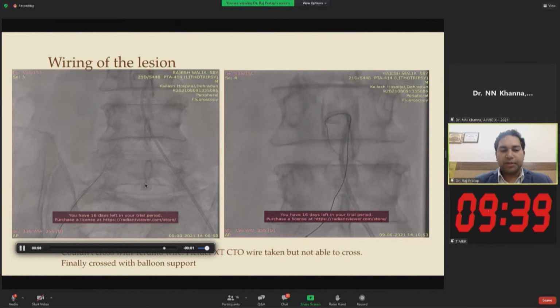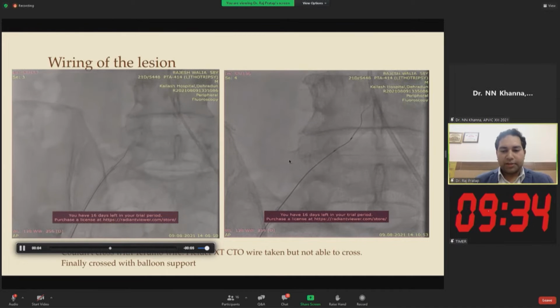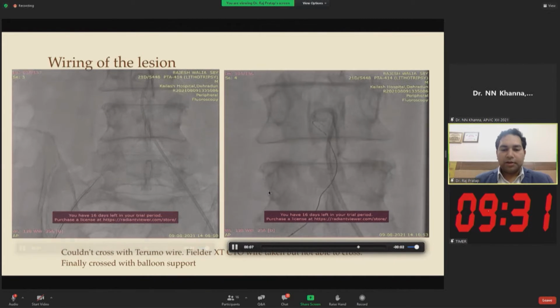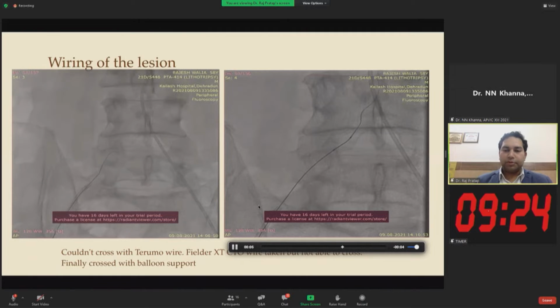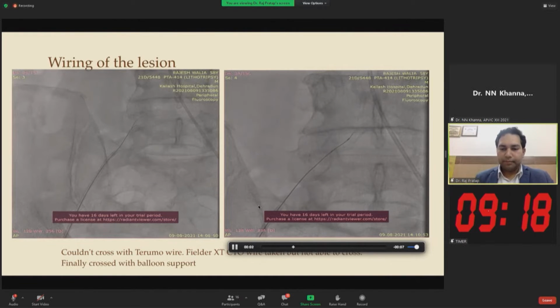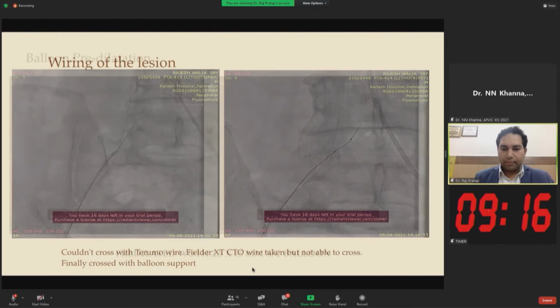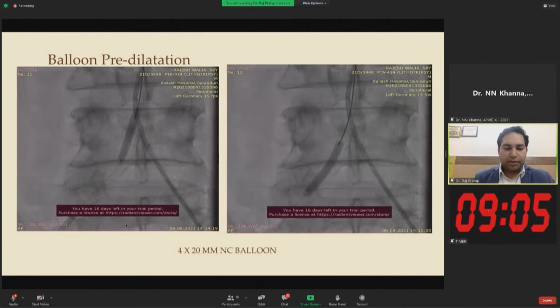We upgraded to a PTCA wire, Whisper; it didn't cross. Then we took a Fielder XT wire, and still we were not able to make it through. So we decided to give this wire support. We took a 2.0 balloon, and with the help of this balloon support, we were able to cross into the aorta. Then the whole length of the occlusion was dilated with a 2.5 by 15 mm semi-compliant balloon, but it did not result in much gain of flow in the vessel.